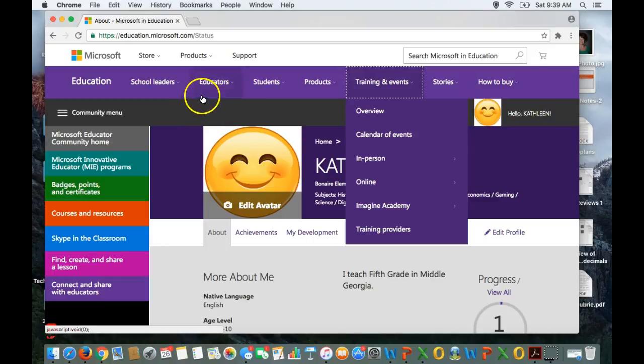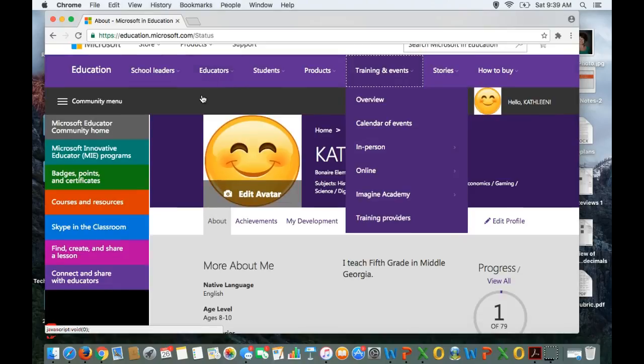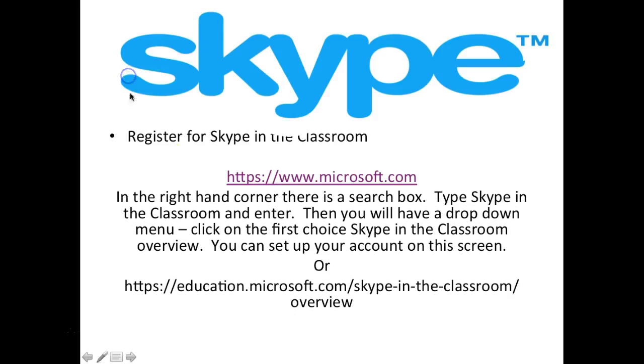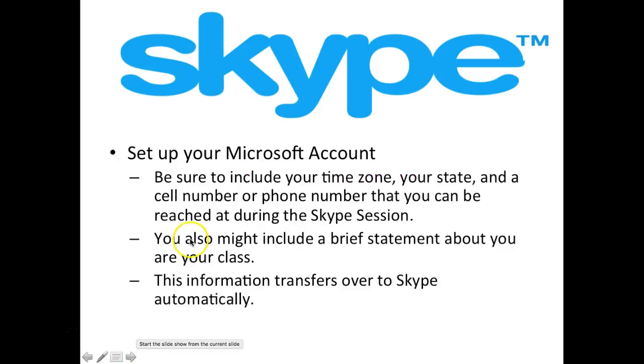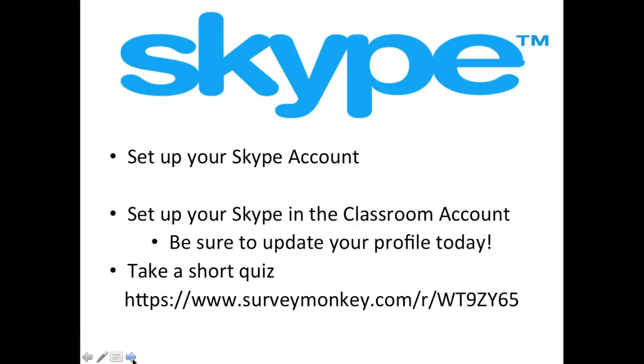But until Module 3, I hope you got yourself registered. Please let me remind you that you need to go ahead and take the quiz for this Skype session. And this is just a few reminders. Make sure you have your Microsoft account set up. Make sure you enter your time zone and your state, and enter a cell phone number that they can reach you. Reminder that your information from Microsoft goes directly to your Skype account. Here is how you can connect to the quiz that you need to take after Module 2.